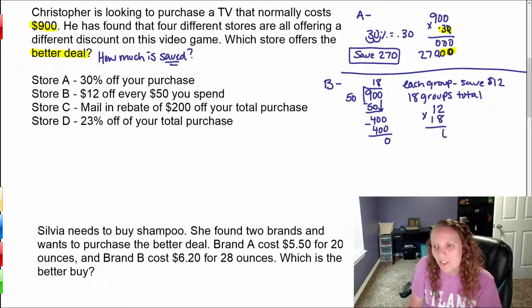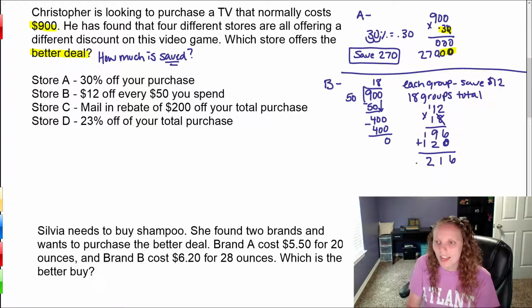8 times 2 is 16. 8 times 1 is 8, plus 1 is 9. Add a 0, because now we're on the second number. 1 times 2 is 2, and 1 times 1 is 1. 6, 11, and then 1 plus 1 is 2. So we'll save $216.